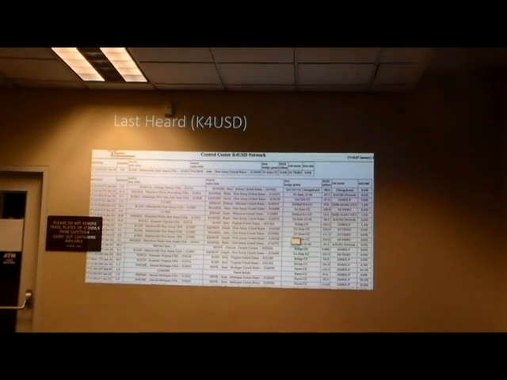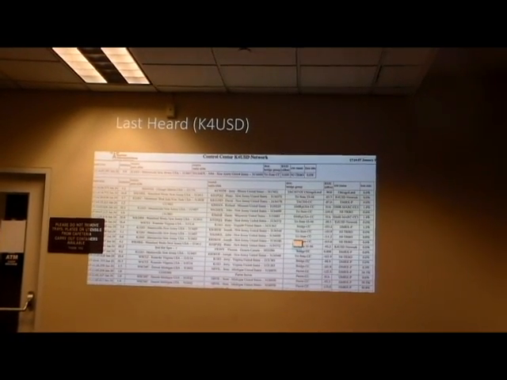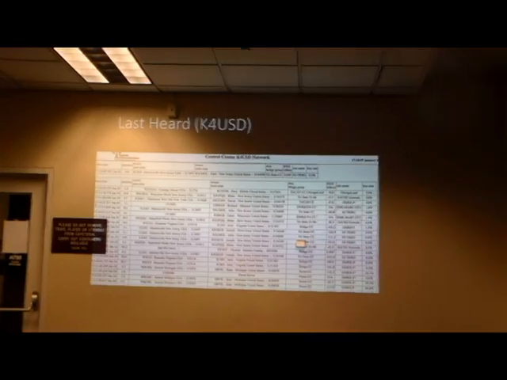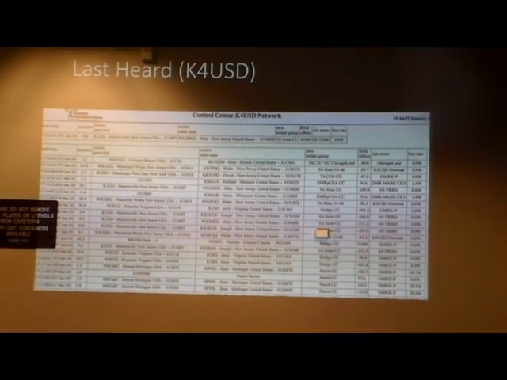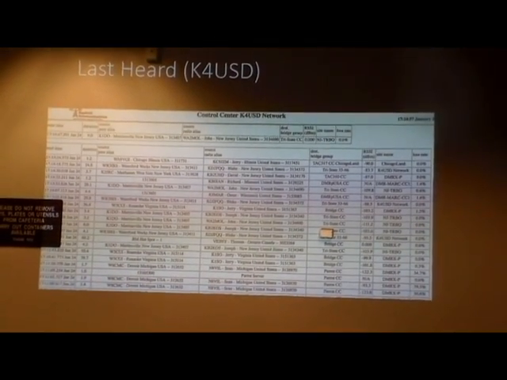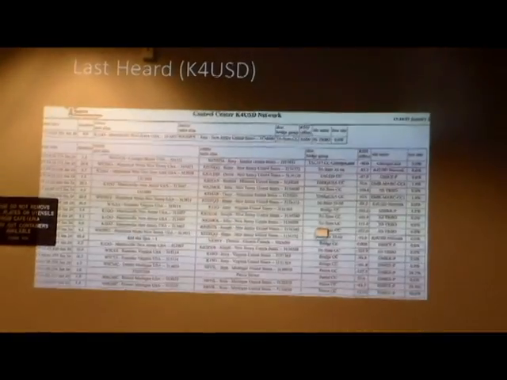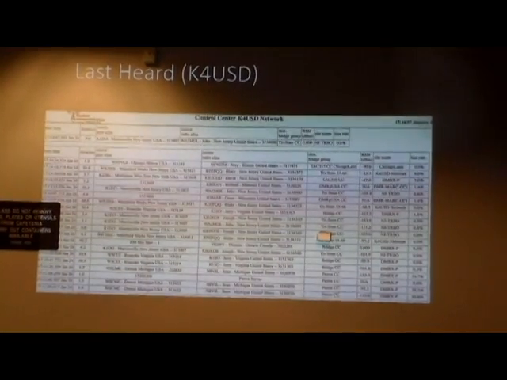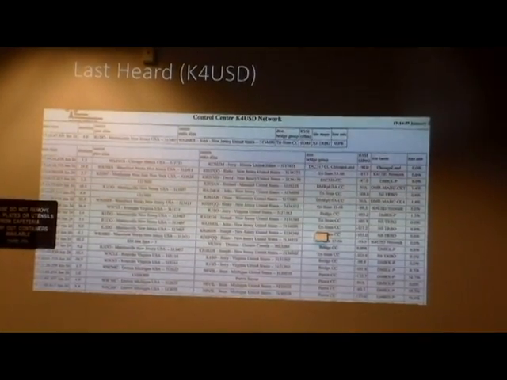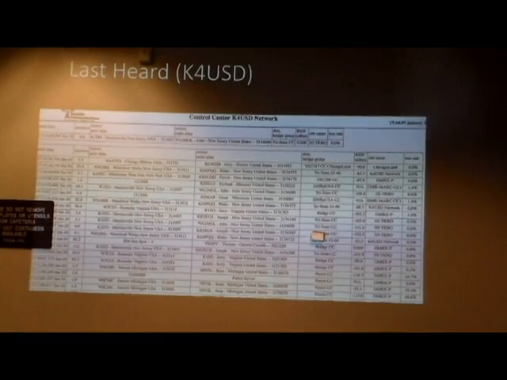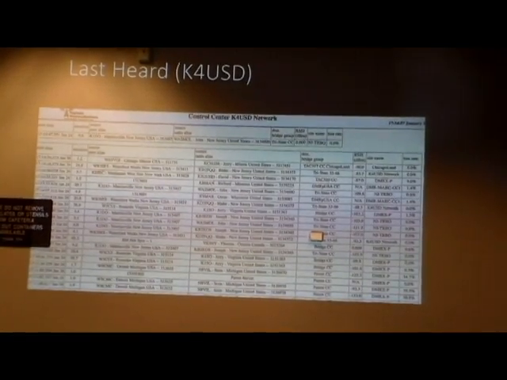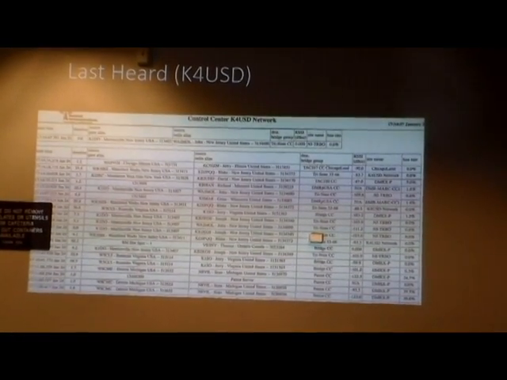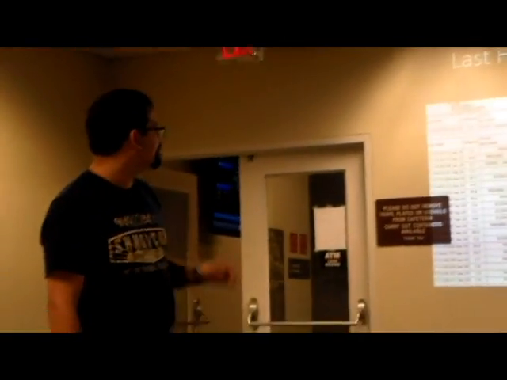The big one is, if you're used to contesting or something like that, you can tell where activity is going on at any point in time. It's like having your own built-in spotter network. If you want to talk to somebody or you want to find out when somebody was last active, you can look it up. All that information is at your fingertips.